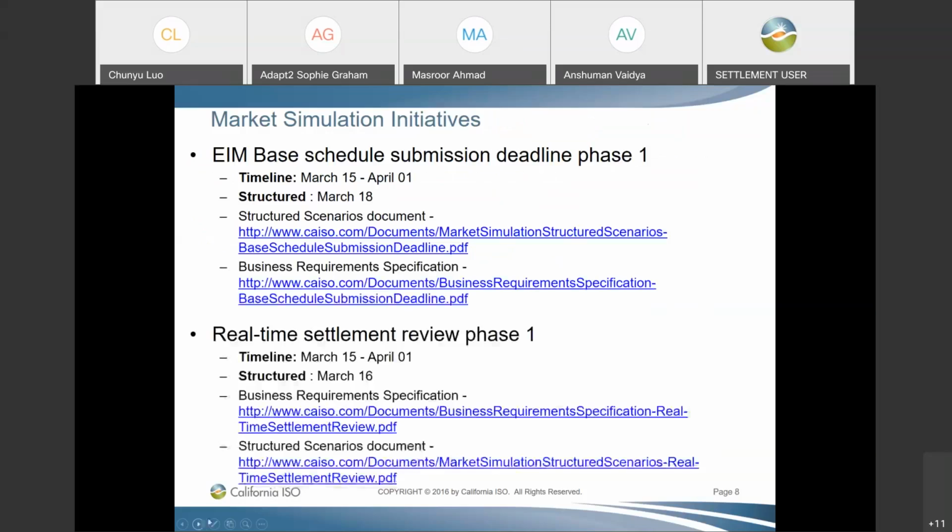All right. As I mentioned earlier, EIM base schedule submission deadline, the structured scenarios will be performed on March 18. The testing timeline for this project is March 15 to April 1st. And the structured scenario documents and business requirement specification documents are available at the link mentioned here. Similarly, for real-time settlements review phase 1, the testing timeline is between March 15 to April 1st. We'll perform the structured scenarios on March 16, and the required business requirement specification and structured scenario documents are available on the slide. Any questions regarding these two projects?